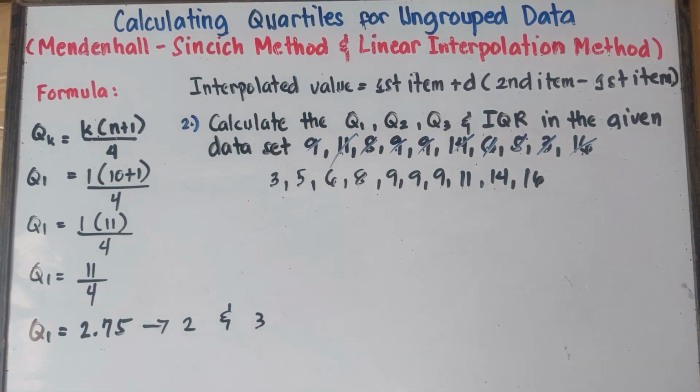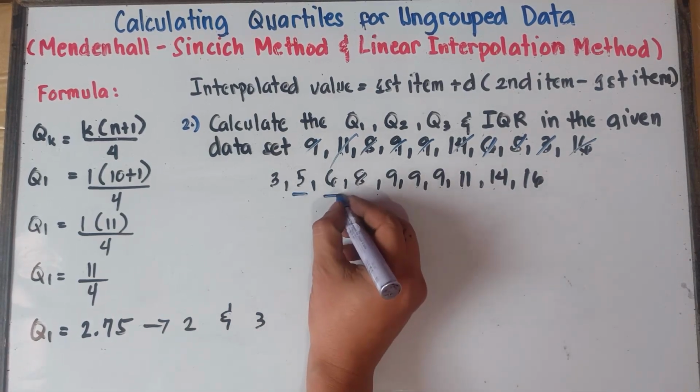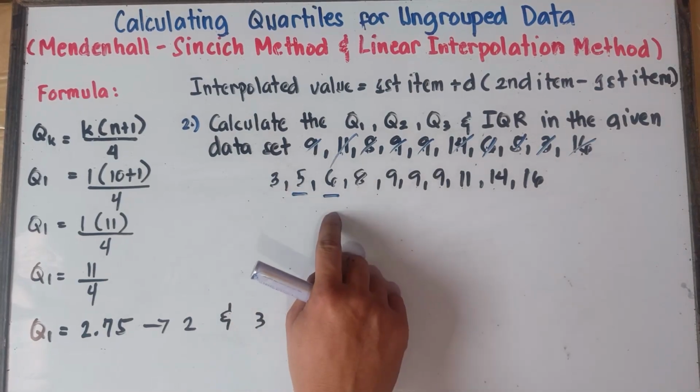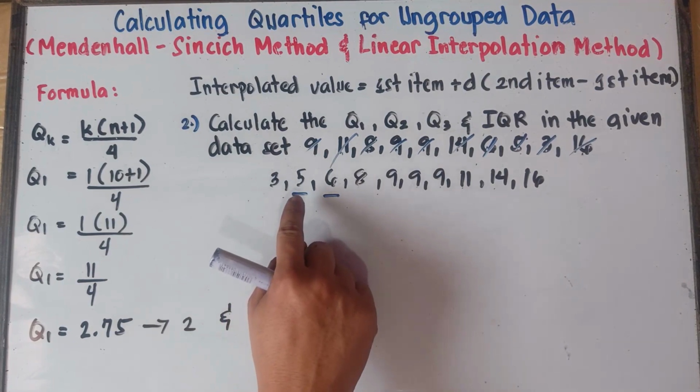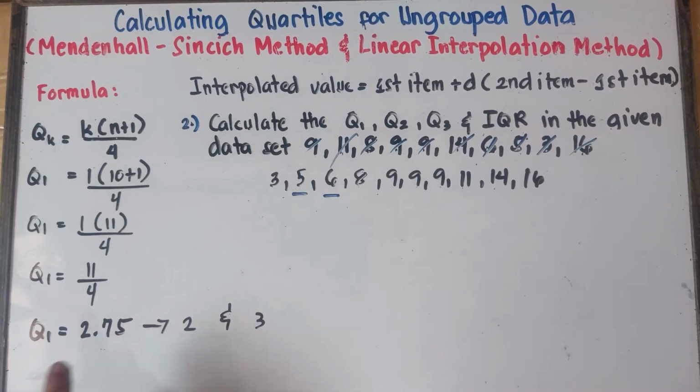So therefore, class, that would be this one right here. The second position, that would be 5. The third position, that would be 6. Therefore, class, your first item is 5, your second item is 6, because 2.75, the position, is in between 2 and 3.